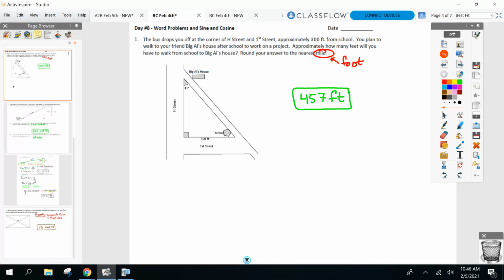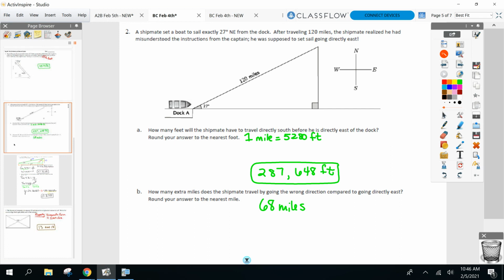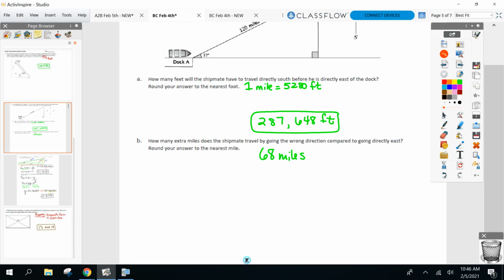After I go through all the answers, you have the rest of the time to finish it on your own, because I need you to work independently instead of me up here chiming away. Number two, most of you probably don't know, maybe you do, 1 mile equals 5,280 feet. That conversion may come into play on this problem. And that's the answer for part A in feet. And part B asks for nearest mile, so 68 miles in part B. So this one's going to challenge you because you're going to go back and forth from feet to miles.